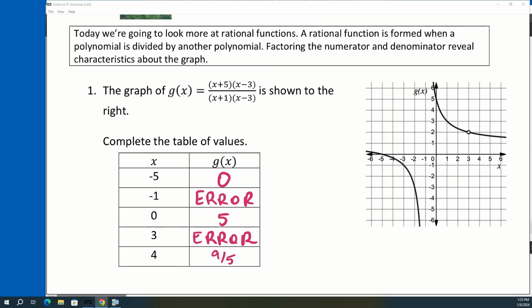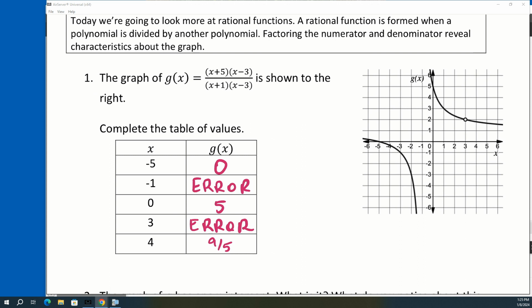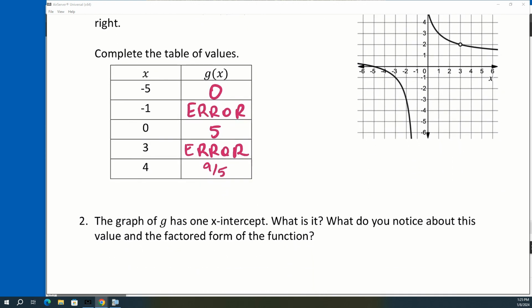All right, so this is the table of values you should get. For error, you could write error, undefined, or just put a slash. There's just not a value when x is -1 and when x is 3. Okay, so there is one x-intercept.